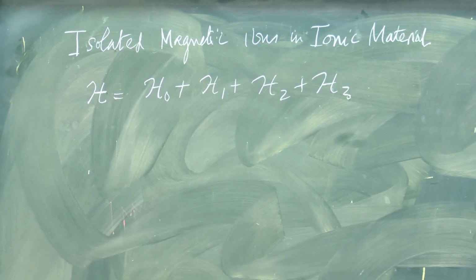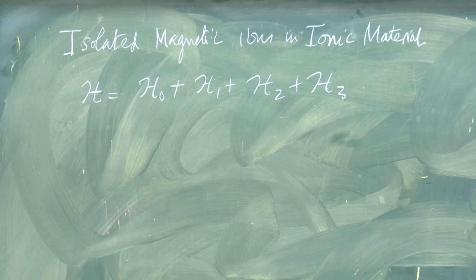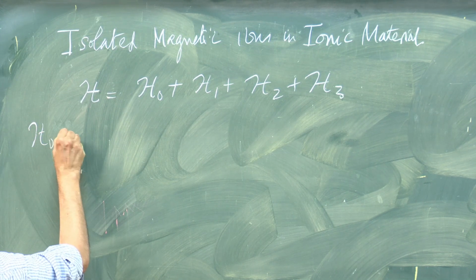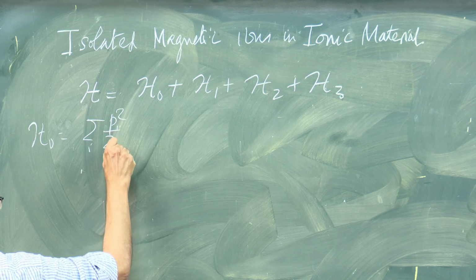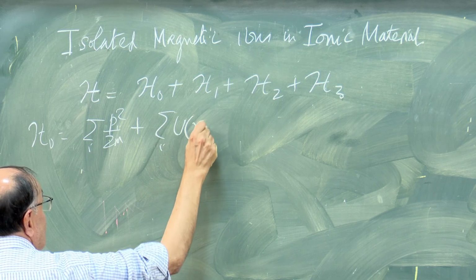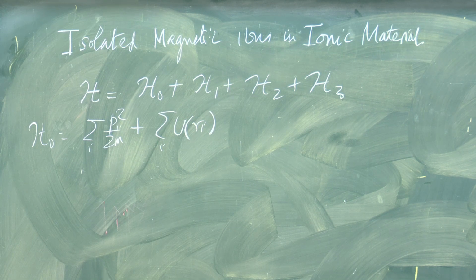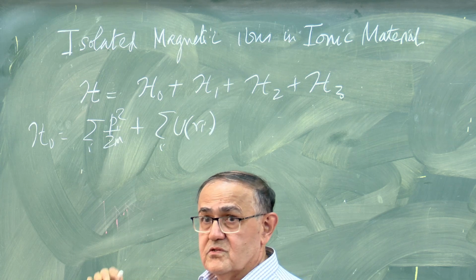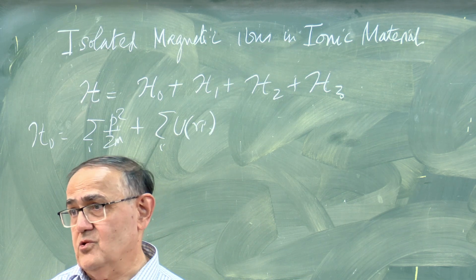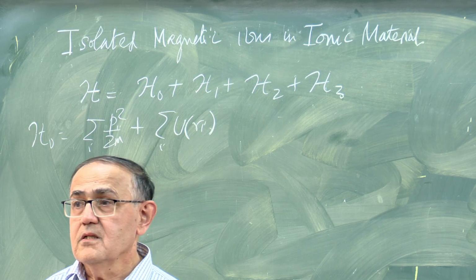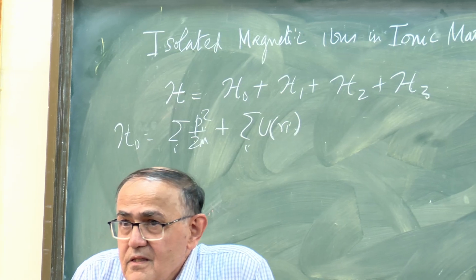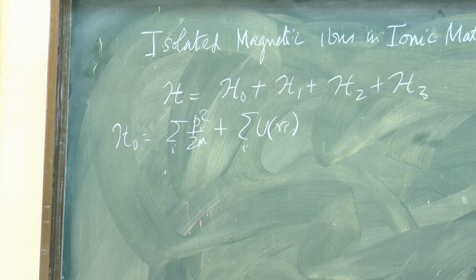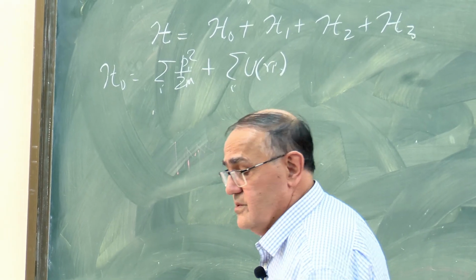So far we've been talking only about H1. H naught is the sum over i of p_i squared by 2m plus the sum over i of U of r_i. This is the central force. U includes Z, the atomic number, and everything, Ze squared, etc. You have to be careful because there's screening from inner electrons also, but we're assuming a central force, and this is the biggest of everything, order of 10 electron volts. How do we know? Somebody knows the ionization energy for hydrogen? 13.6 eV, so that's about 10. So that is the energy scale here.